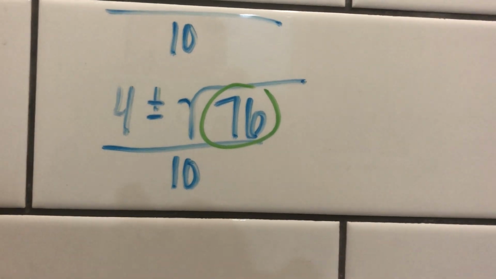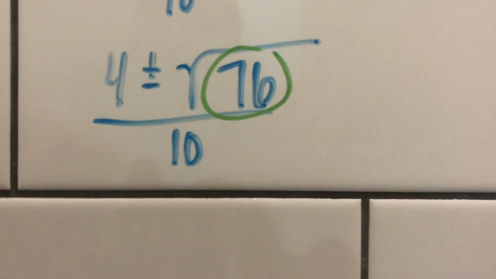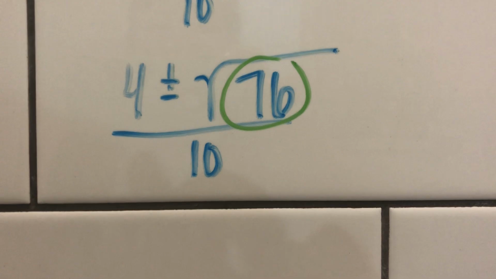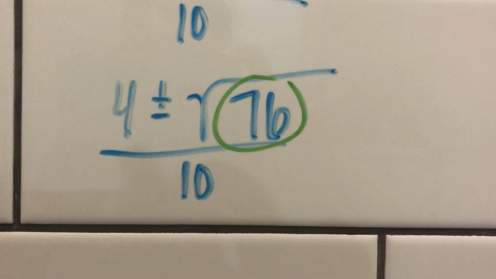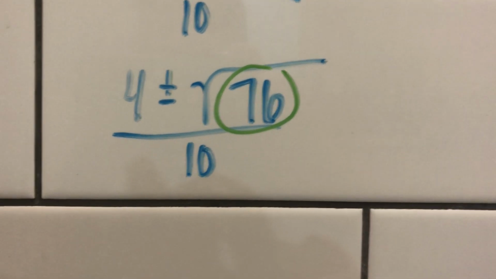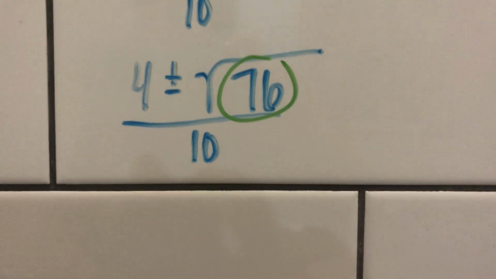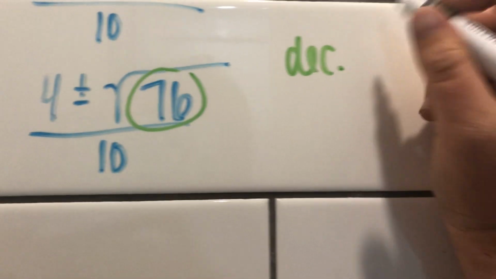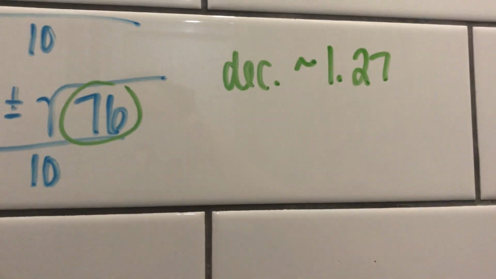So if the problem asks me to give my answer in decimal form, I'm set up to do that right now. All you need to do is plug in 4 plus the square root of 76 and divide by 10, and then do 4 minus the square root of 76 and divide by 10. If it's asking you to give it in decimal form, you don't need to simplify the radical. It's actually easier without it. So the decimal form to this answer, I already did it out, so I know that it's about 1.27.